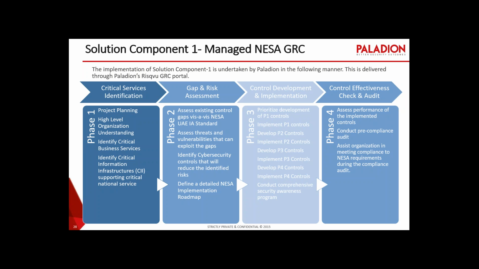And then phase 3 is where we first focus on P1 controls as NESA wants. So we prioritize development of P1 control, then we implement P1 control, and then we develop P2 control, and then implement P2 control, and so on and so forth for P3 and P4 control. And as part of this phase 3, we also conduct comprehensive security awareness programs.